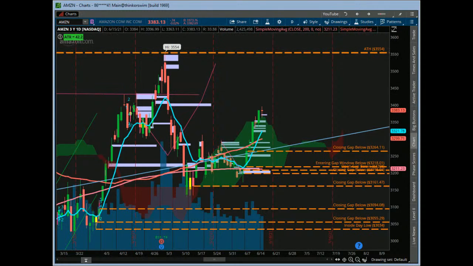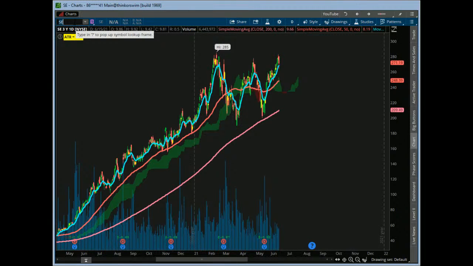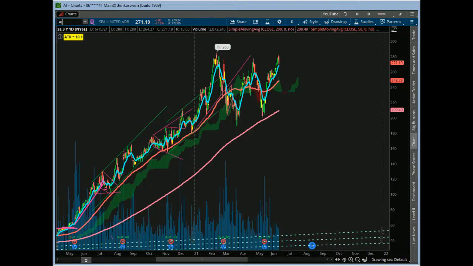And Mrs. Mosby, what's going on? Let's look at UWMC. A little bit of a lower shadow off the ADMA, so it could be some promise there. SE, again, hanging on to the ADMA here too.